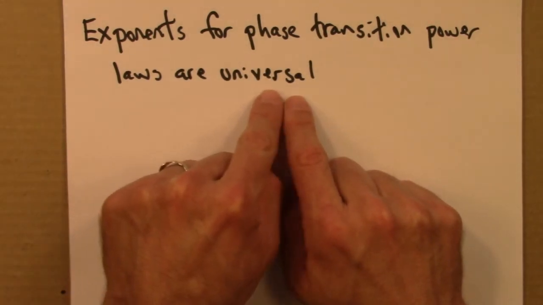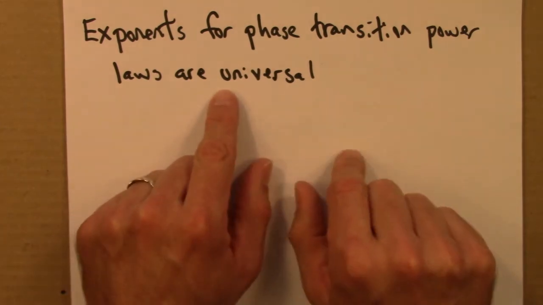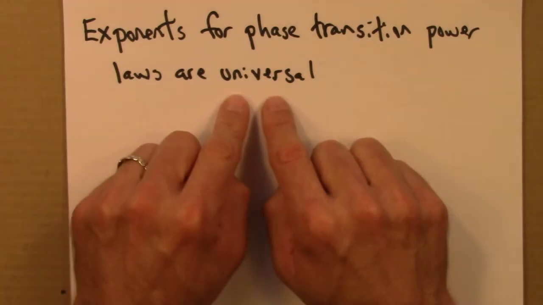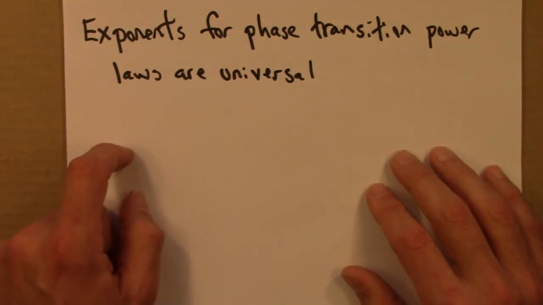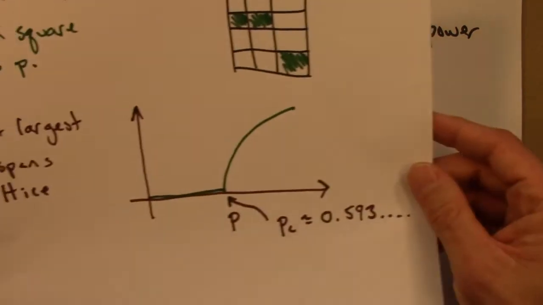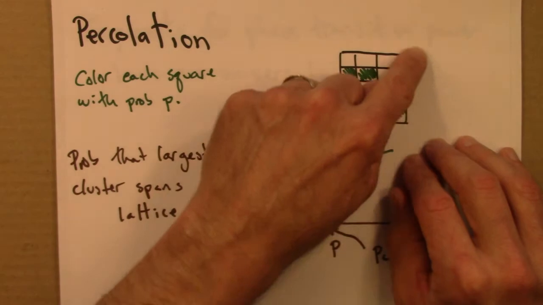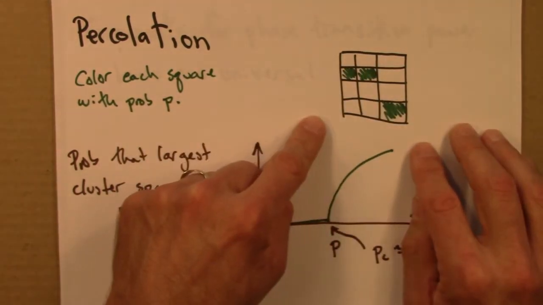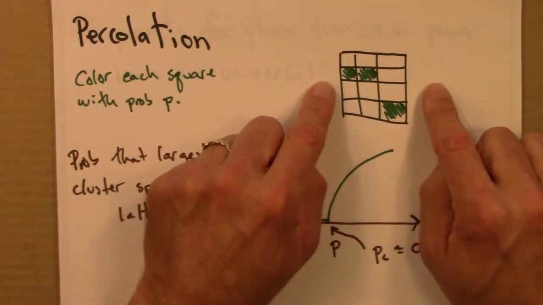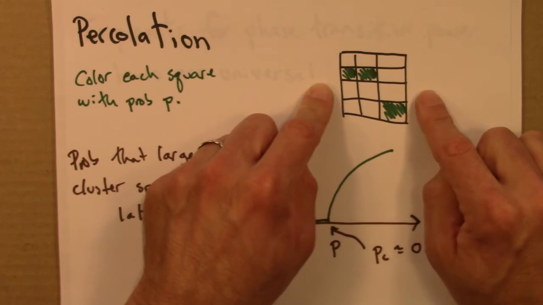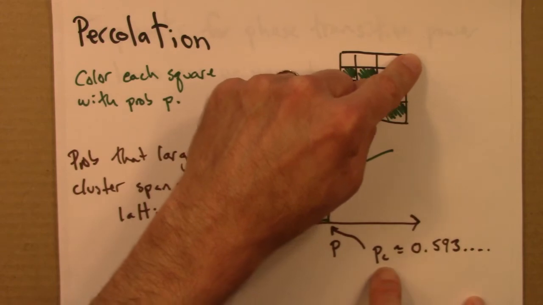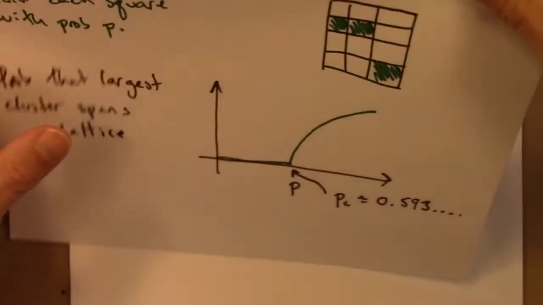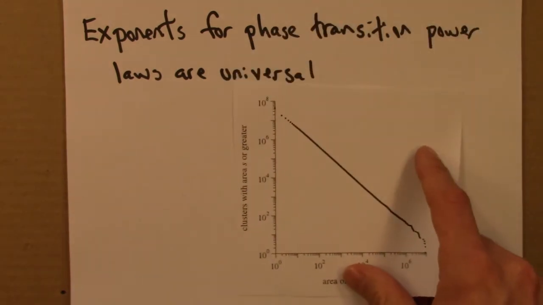And this word universal is used in a technical sense by physicists to mean the following. It doesn't mean that they're all always the same, but it does mean that the exponents sort themselves out into what are called universality classes. And what that means is the following. Suppose, here's a basic percolation model: color each square with probability p. But maybe I do a different type of lattice. Maybe I do a hexagonal lattice instead of a square one. Is that going to change everything? Well, it will change what the critical probability is. It will be higher or lower depending on the shape of the lattice. But it won't change the exponents that one would get from doing something like this.